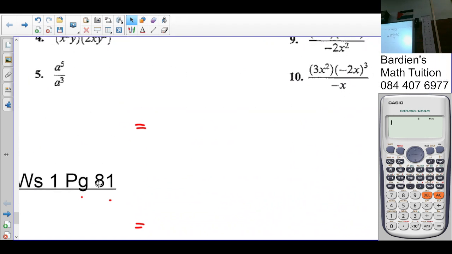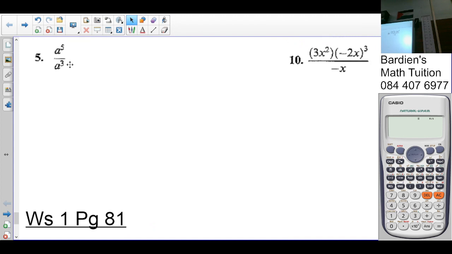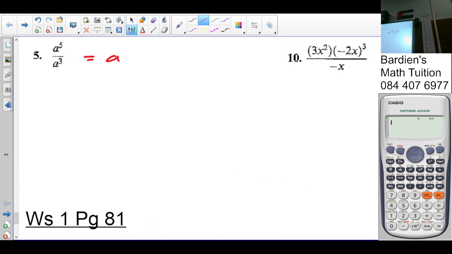You haven't answered number 5, correct? Number 5, the answer is A squared. Number 10, 24, x to the power 4 is correct.